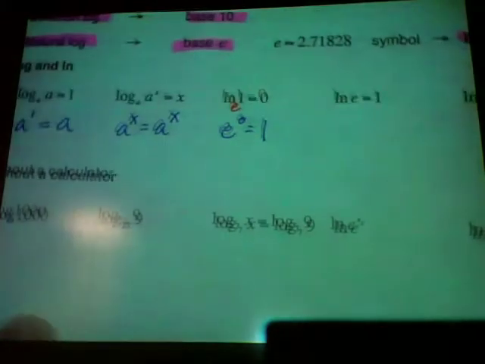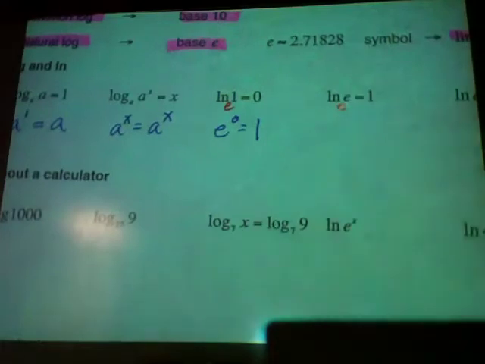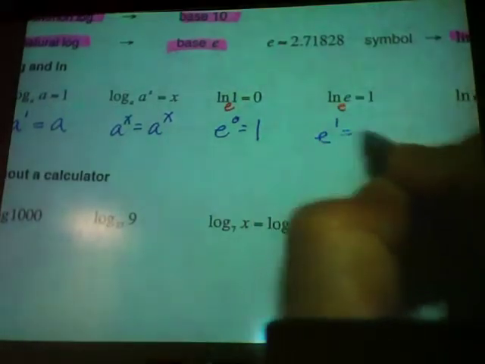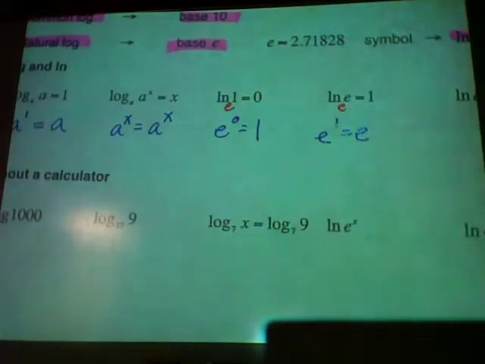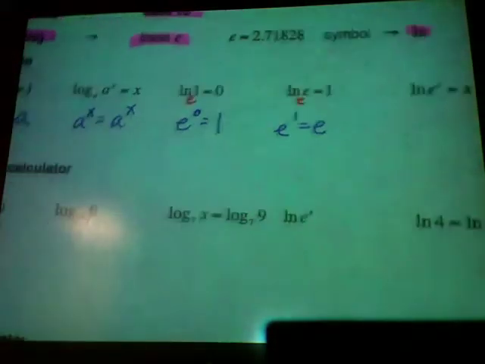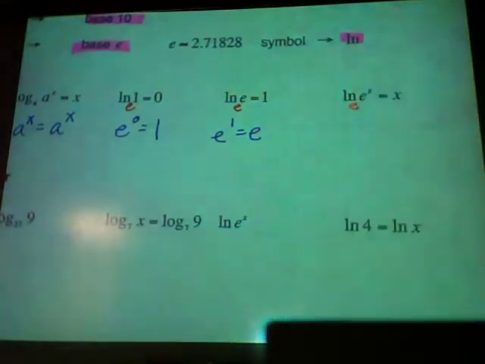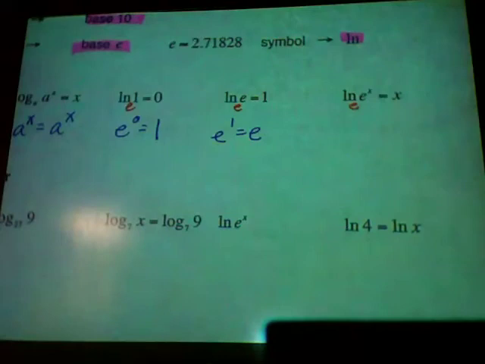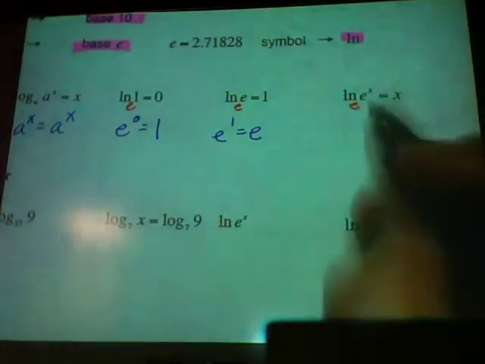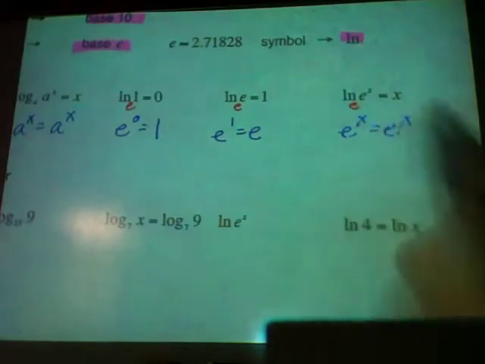And then what about this one? What's the missing base? E. So e to the first is equal to e, which makes sense, right? And then what about this last one? Again, our base is e, so it's just like that log base a of a to the x equals x. This is natural log base e of e to the x equals x. So e to this x is equal to e to the x.